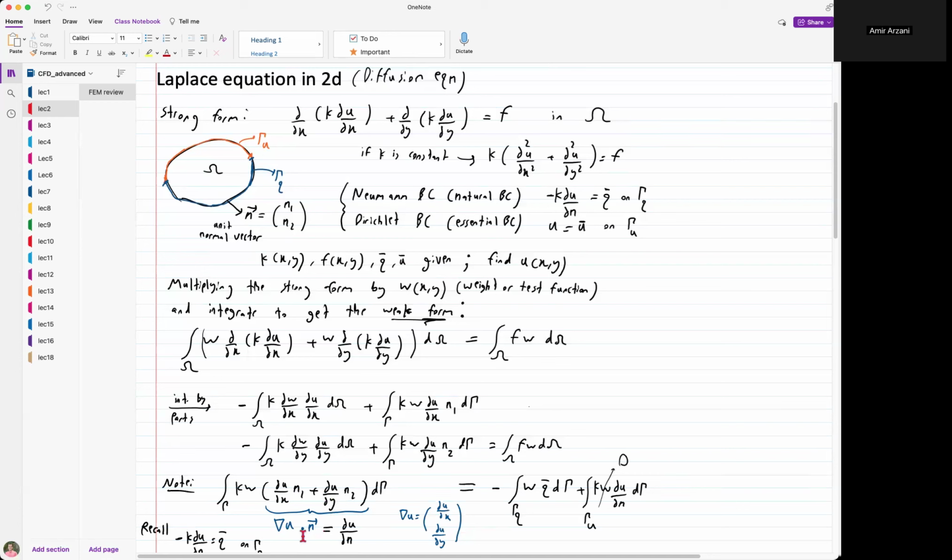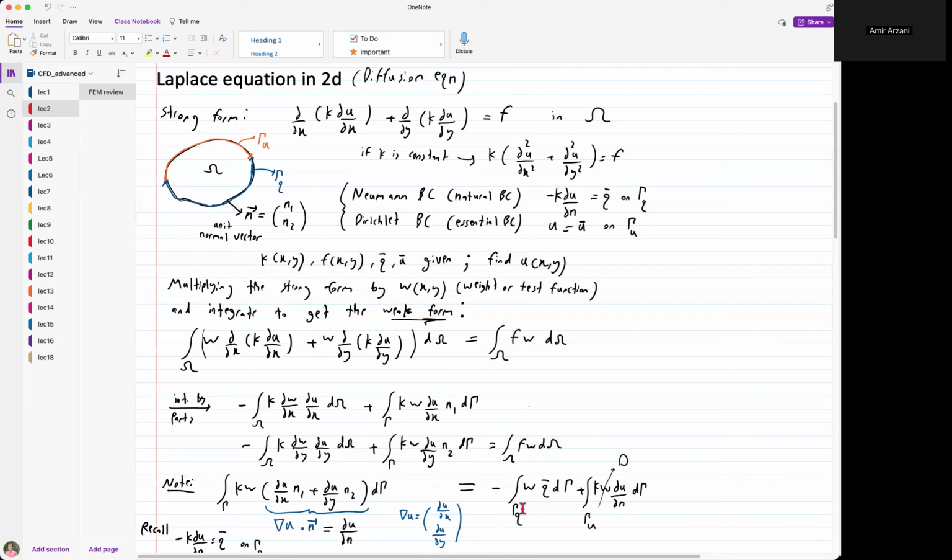And indeed, this is nothing but the gradient of u, which is this vector that you see here, dotted with the normal vector n that we defined up here. So this term that appears in my integral is grad u dot n, or ∂u/∂n. Okay, and this is integration over the boundary.